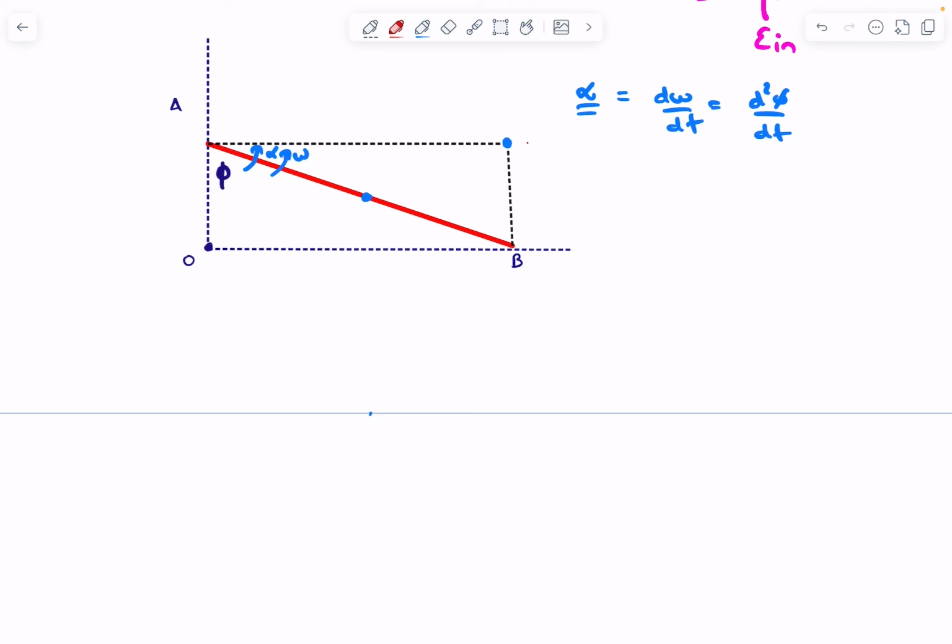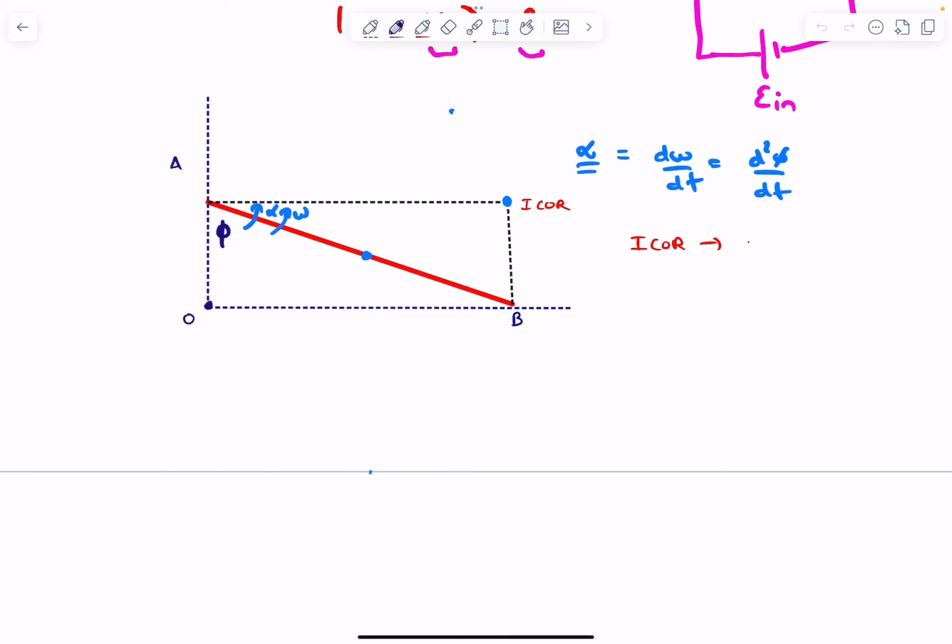Okay, so now I'm going to give you a wrong explanation, and I want you to explain why it is wrong. First of all, guys, here the ICOR is an accelerated point, so you cannot apply tau equals I alpha. Let's call the ICR point M. You cannot apply tau about M equal to I about M into alpha, and the reason lies over here. It's because the ICOR is an accelerated point.